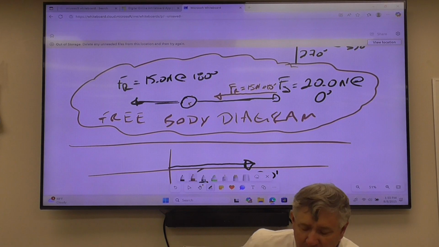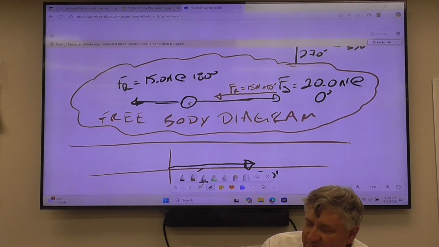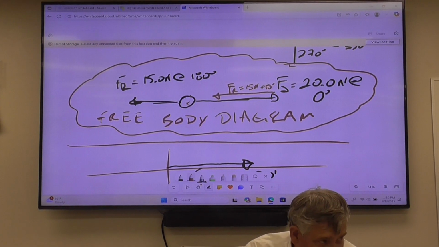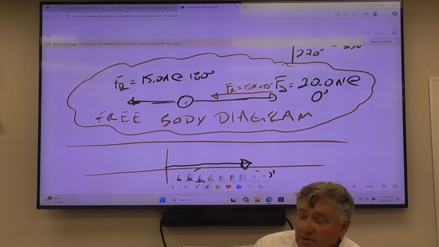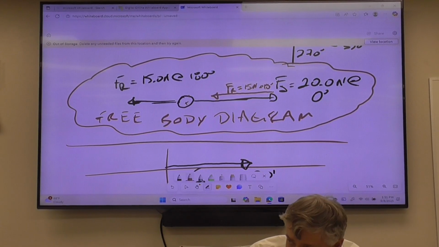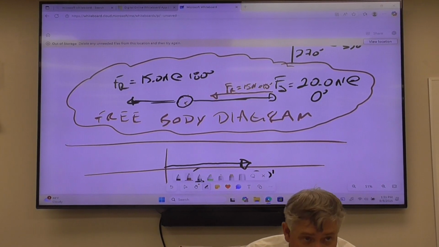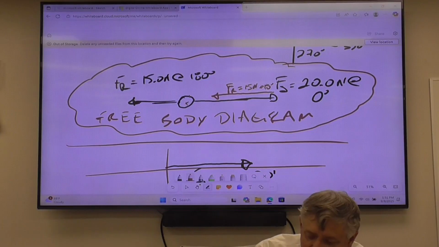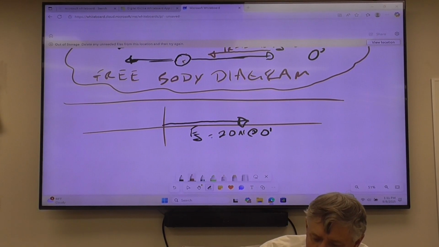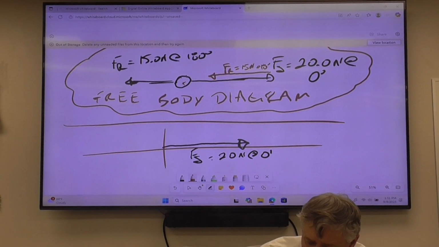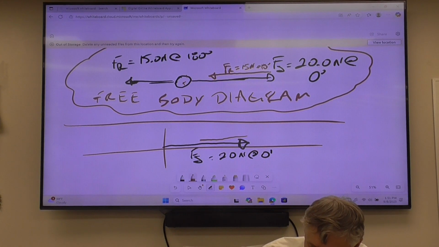Here's the most critical part. Because what you're after is the net effect of these vectors. This is what we call the resultant. Your resultant is the end game of this process. This is what you were after. What is the resultant? Now, what we're going to do is, at the end of this one, come back like this. There's force Ryan.